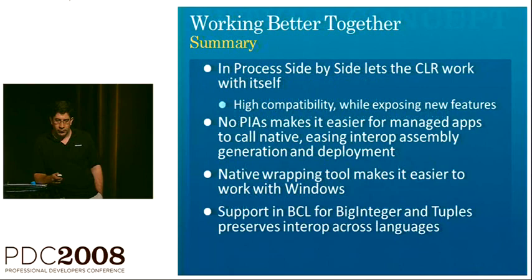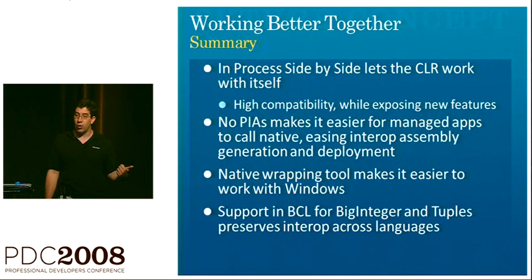So that's it for the section on working better together. I showed you in-process side by side, letting the CLR work with itself. That's letting us get that high compatibility that you all want. No PIAs is going to make it easier for managed apps to call native. The native wrapping tool is going to make it easier to work with Windows. And support in the BCL for big integer and tuples is going to preserve interop across languages and give you new features that you like in C#.